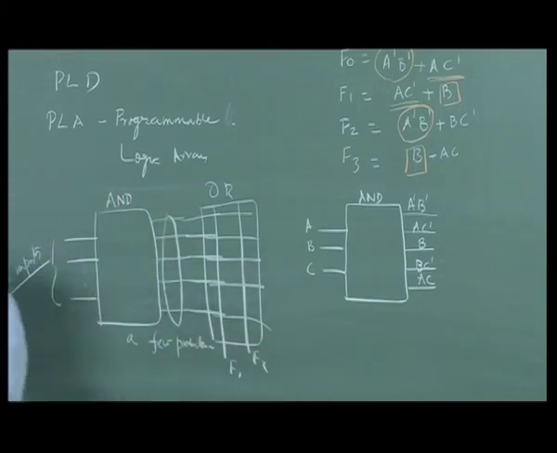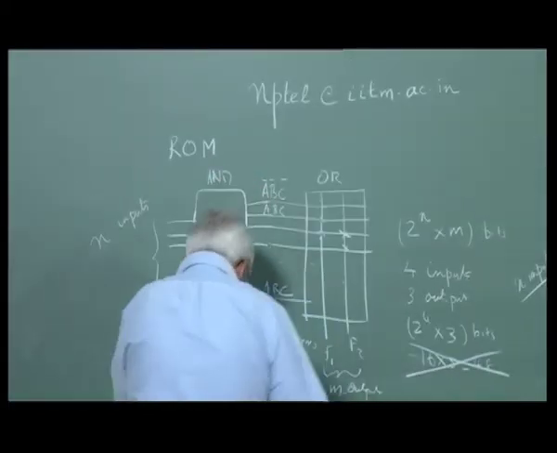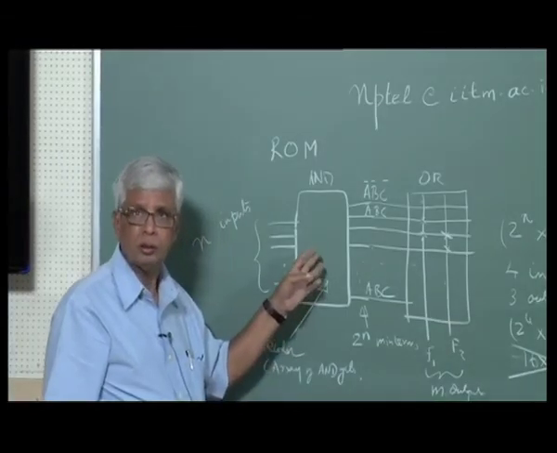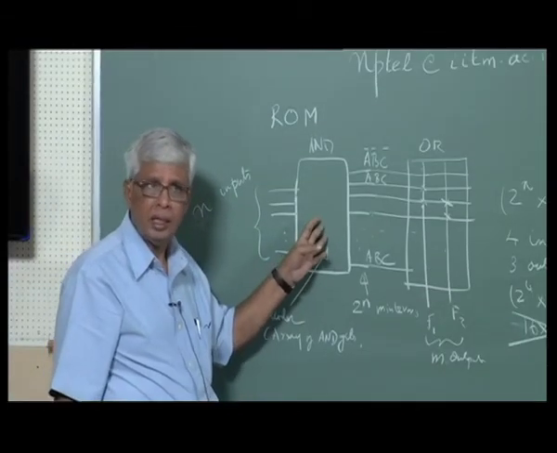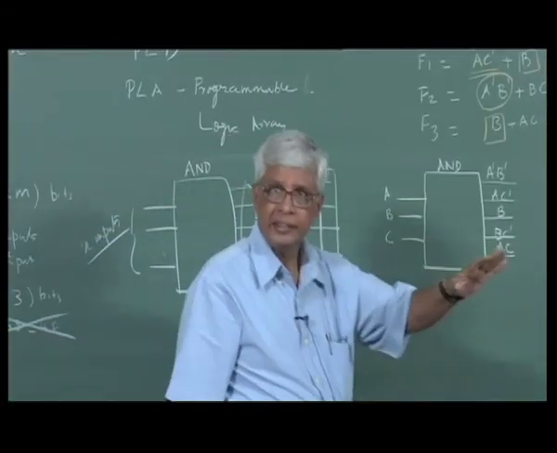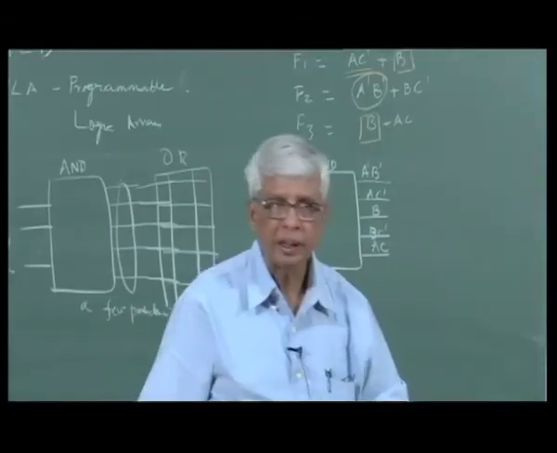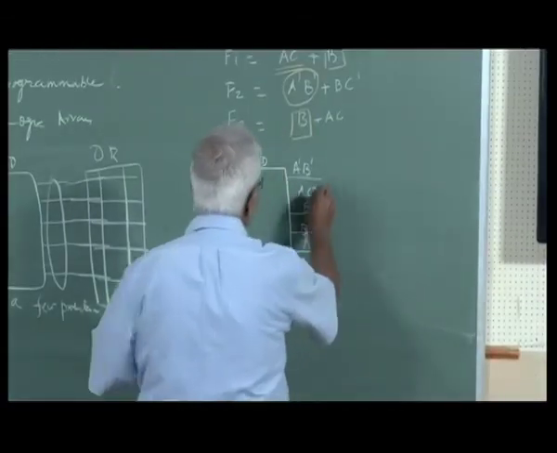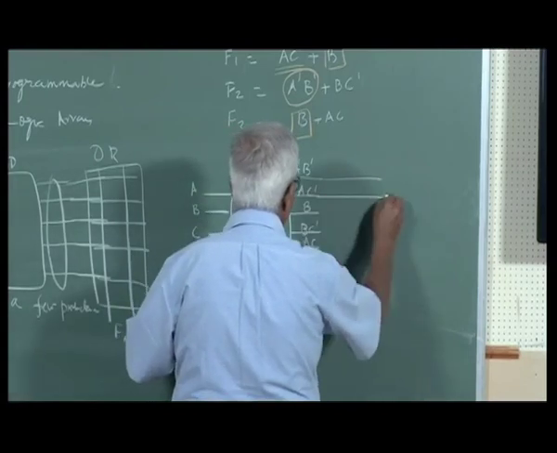Here how many AND gates are required? 2 power n AND gates are required, 2 raised to n. Here I need only 5. A smaller number of AND gates can give me all the product terms I need, and I will combine them into OR gates as required earlier.